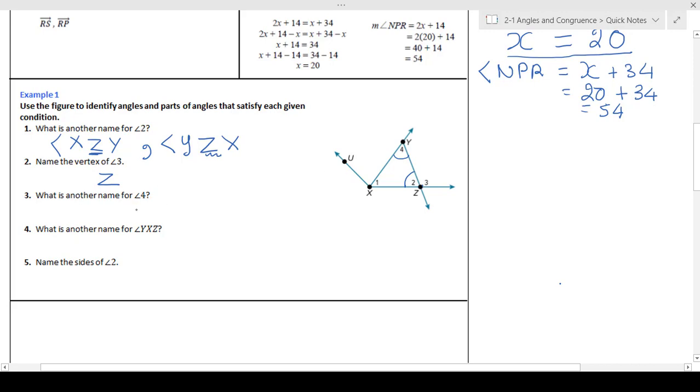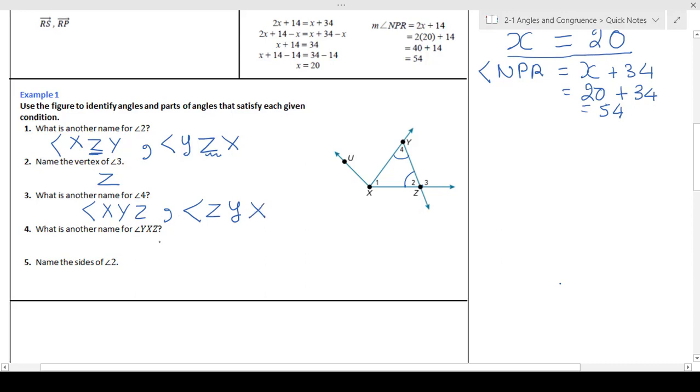Now, for another name for angle 4, I can use 3 letters. I can't just call it Y because here I have 2 angles, or maybe 3 angles, having a vertex of Y. So I can't depend on the name of the vertex only. I put the vertex in the middle, which is Y, and call it X, Y, Z, or still with the vertex in the middle, Z, Y, X. I can call it either.